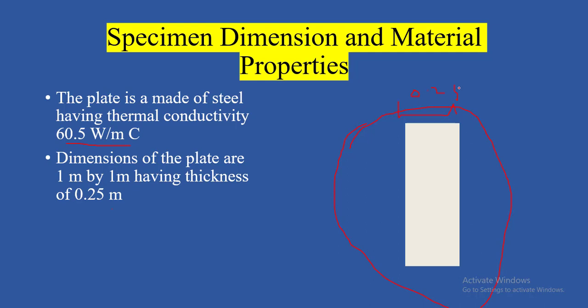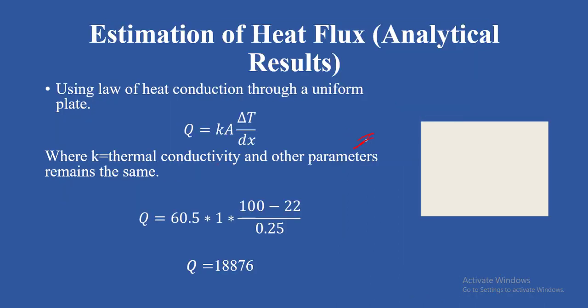First, we will perform the analytical solution. For this purpose, we will estimate the amount of heat flux that can be transferred from the lower point of heat to the higher point, depending upon the direction of heat flow. We will utilize the law of heat conduction through a uniform plate, because our cross section is 1 meter by 1 meter.